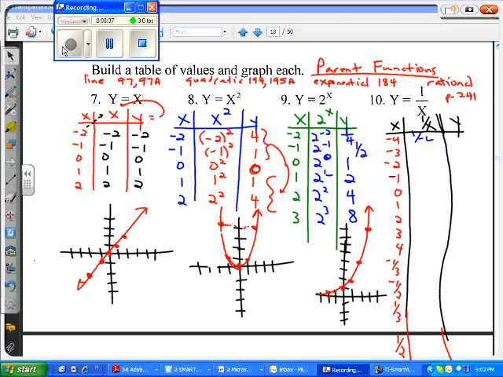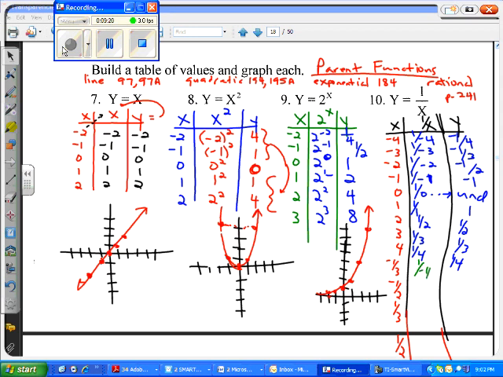So we have 1 divided by -4 is -1/4. 1 divided by -3 is -1/3. 1 divided by -2 is -1/2. 1 divided by -1 is -1. 1 divided by 0, division by 0 is undefined. 1 divided by 1 is 1. 1 divided by 2 is a half. 1 divided by 3 is a third. Now we throw in 1 divided by 4 is a fourth. We throw in those fractions to make something pretty happy.